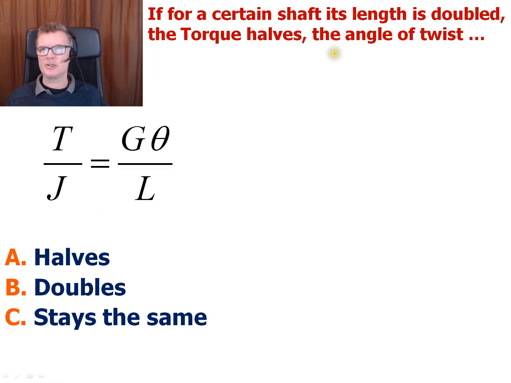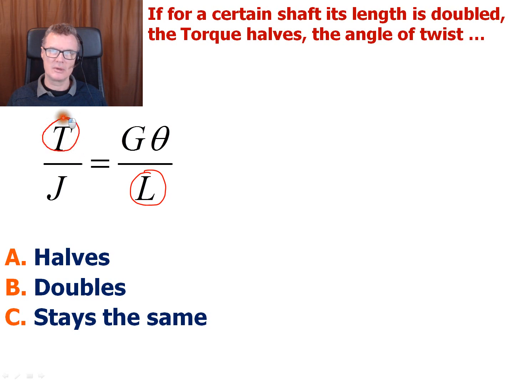If for a certain shaft its length is double, so its length is double, we're going to double that. And the torque halves, so this one halves. And the angle of twist will do what? What will the angle of twist do? Will it also halve? Will it double? Will it stay the same?